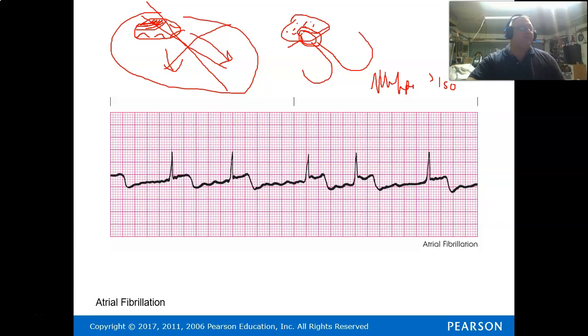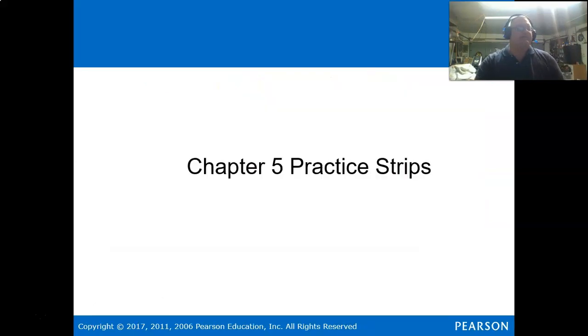All right, I'm going to get off my soapbox there because the rest of this is practice strips, and we're definitely going to go over these in class and talk about them. So I hope you understand the atrial rhythms, and I'll see you guys on the next one.